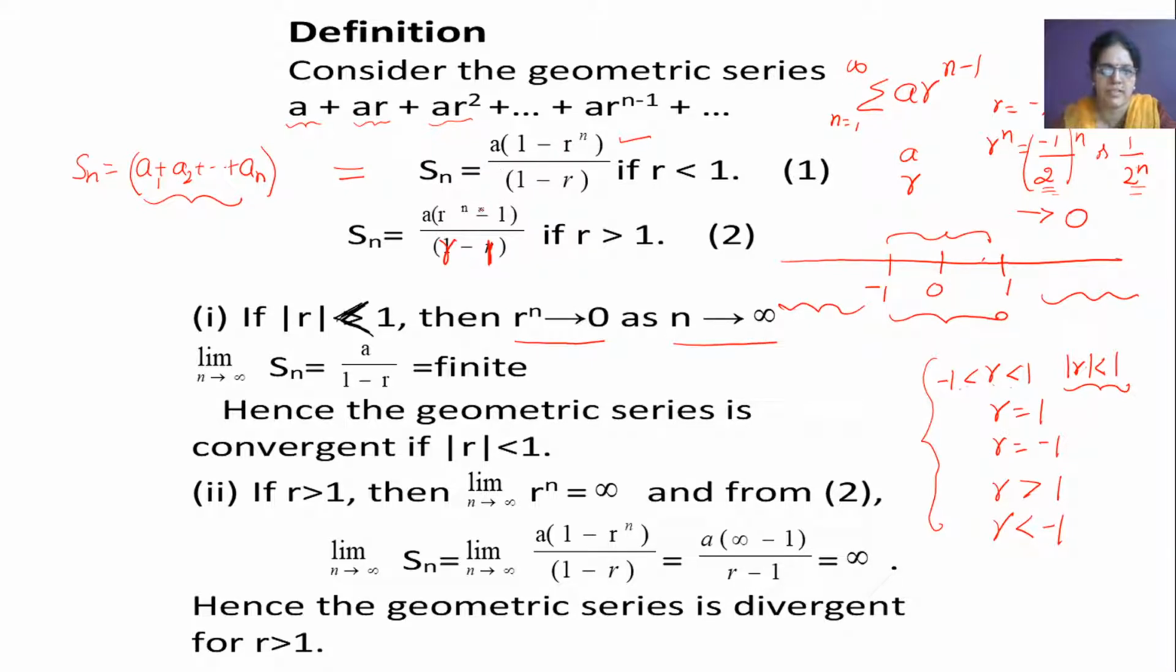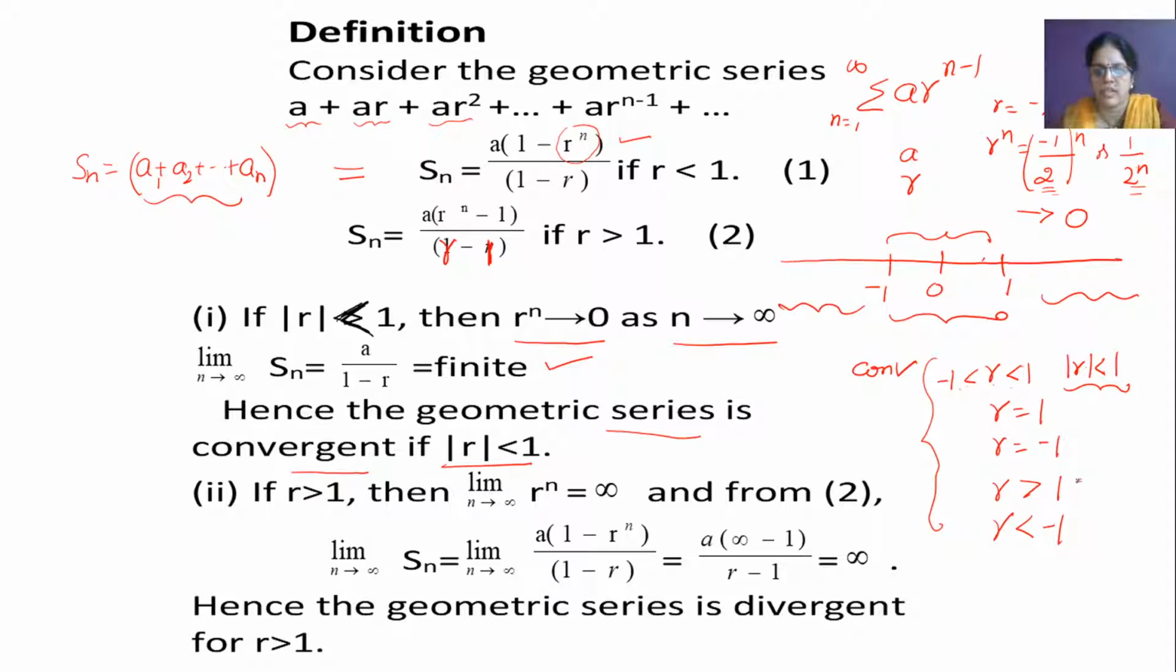Therefore, in this expression, when r power n tends to 0, limit n tending to infinity, Sn is a into 1 by 1 minus r, that is a by 1 minus r, which is a finite number. So the sequence of partial sums converges to a finite number. Therefore, by definition, the series also converges if mod r less than 1. So in the first case, it converges.